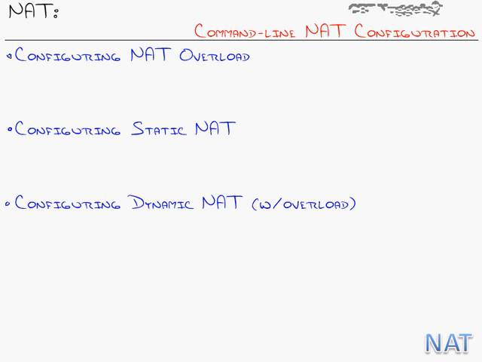So let's wrap things up. We saw configuring NAT overload. That was the first thing that we did. Labeling our inside and outside interfaces, creating a private IP address access list, or what addresses we would like to translate, and then combining all that in the IP NAT command to enable overload.